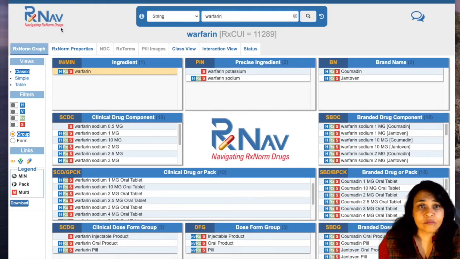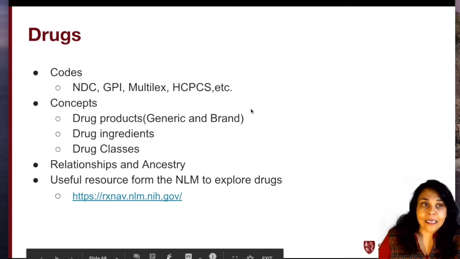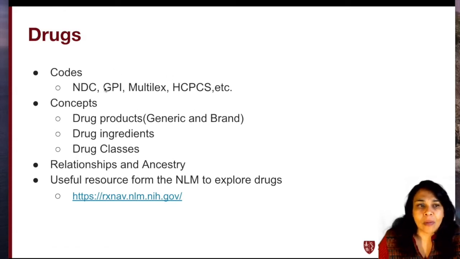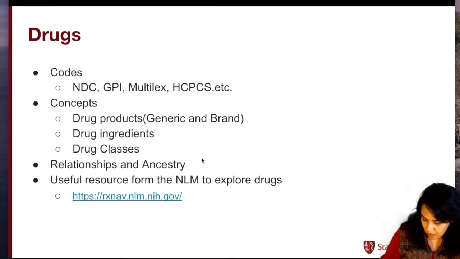RxNav is a really nice resource for you to be able to explore drugs. You could of course also look at Athena. The only thing to watch out for within Athena is if your source codes are GPI or Multilex, which actually are proprietary codes. These you may not find in Athena. You would need to show that you have the license, and then you can actually get the mapping. But you won't find it freely.